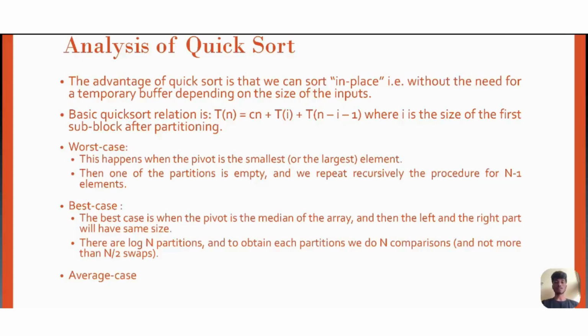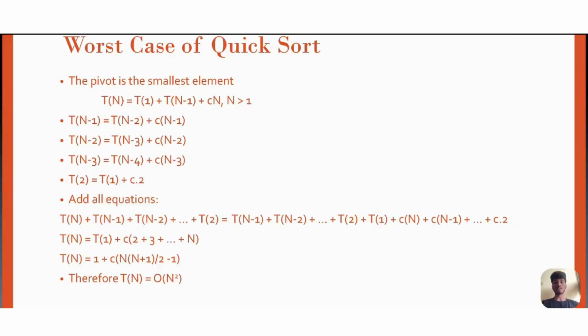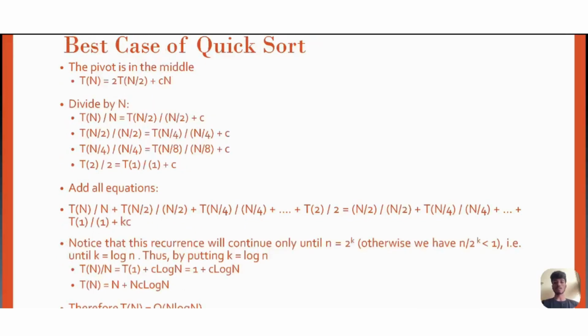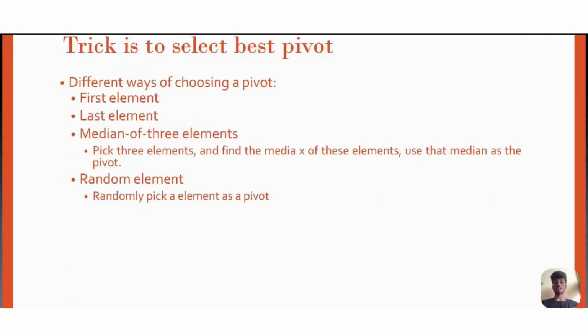Best case: the best case is when the pivot is the median of the array, and then the left and right parts will have the same size. There are log n partitions, and to obtain each partition we do n comparisons and no more than n by 2 swaps. Average case. The worst case of quicksort is as I mentioned. For the best case of quicksort, divide by n on all sides of the equation. Therefore, T of n equals order of n log n.